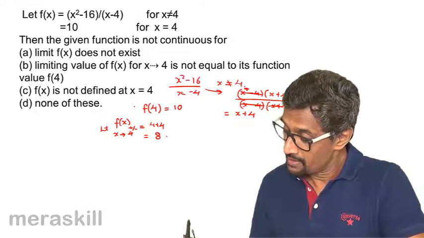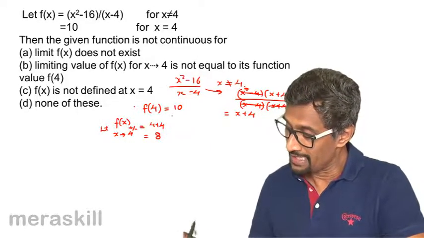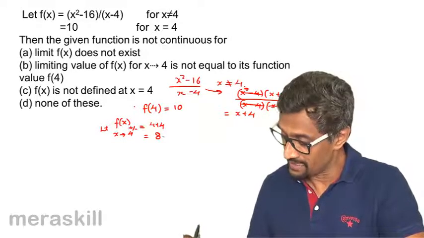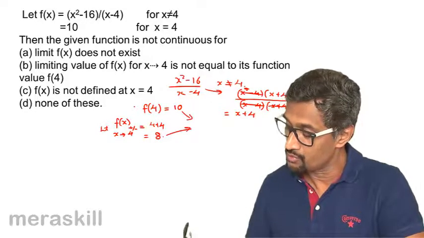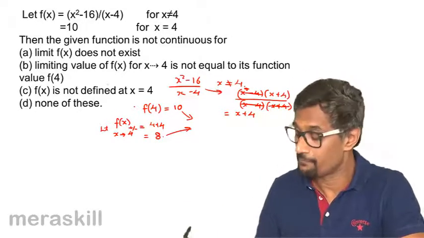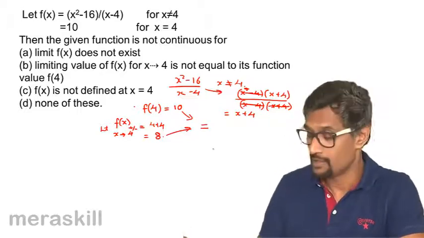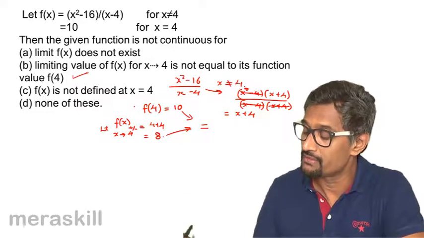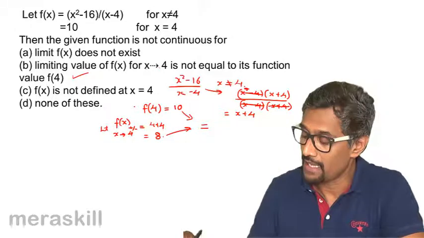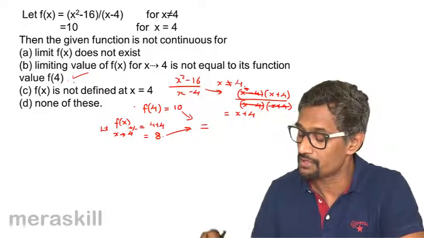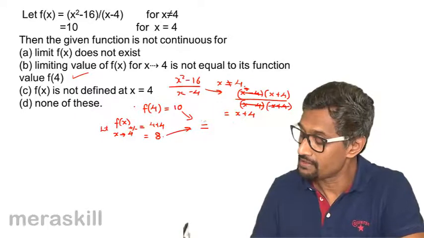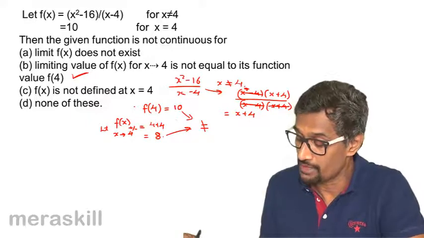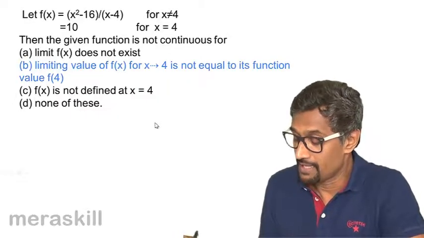Which means that the limiting value of f of x as x approaches 4, which is 8, is definitely not equal to the value of the function f of 4. So these two are not equal, which also means that there is a discontinuity in the function. The limiting value of f of x as x approaches 4 is not equal to its functional value f of 4. Hence they are not equal. So this is the correct option that we have here.